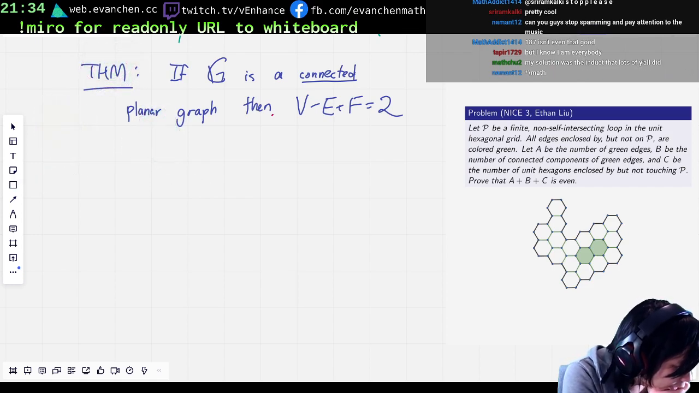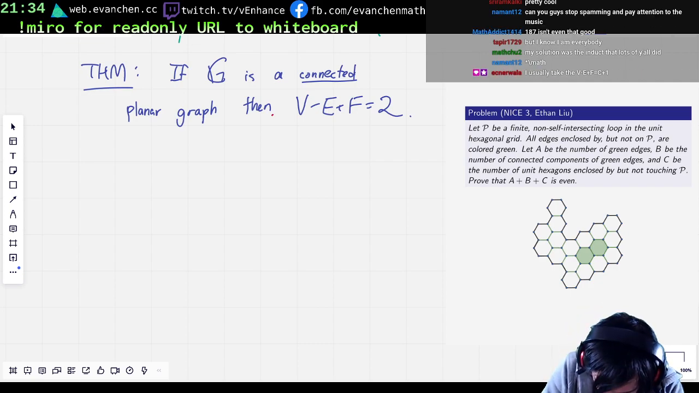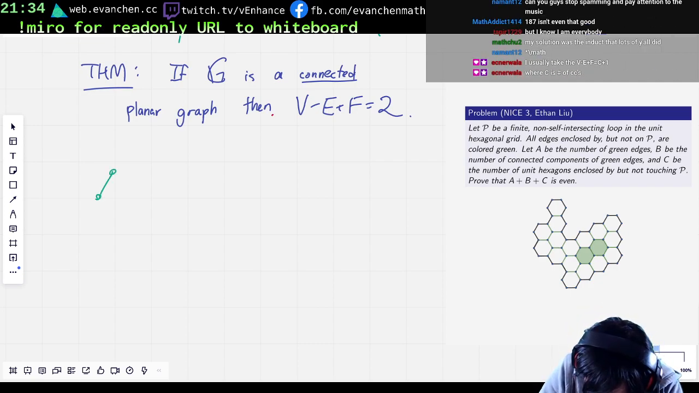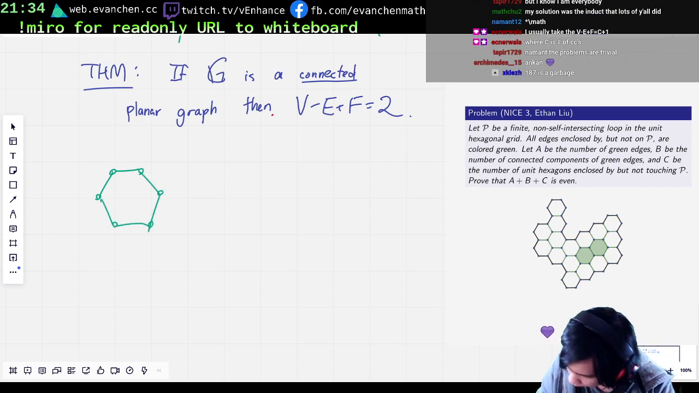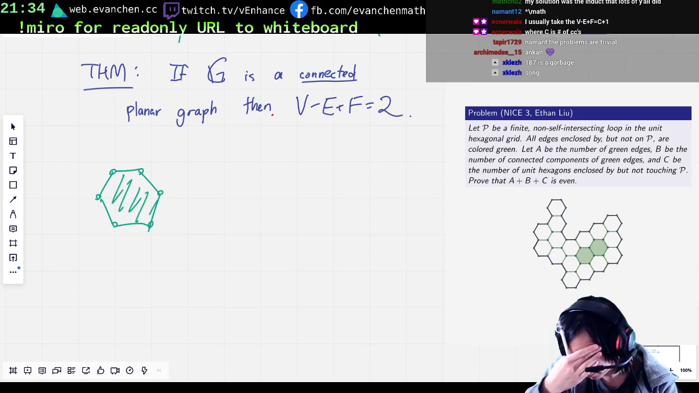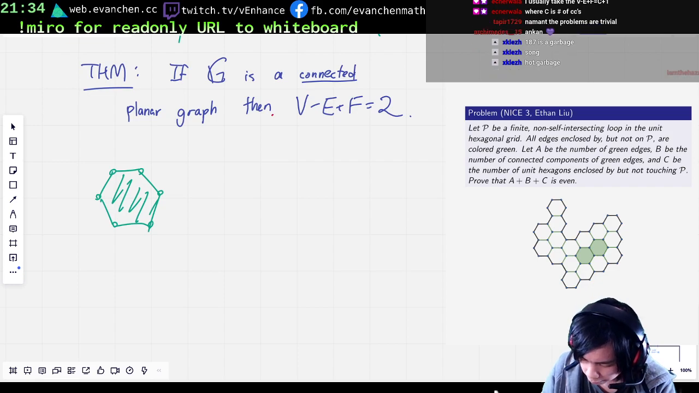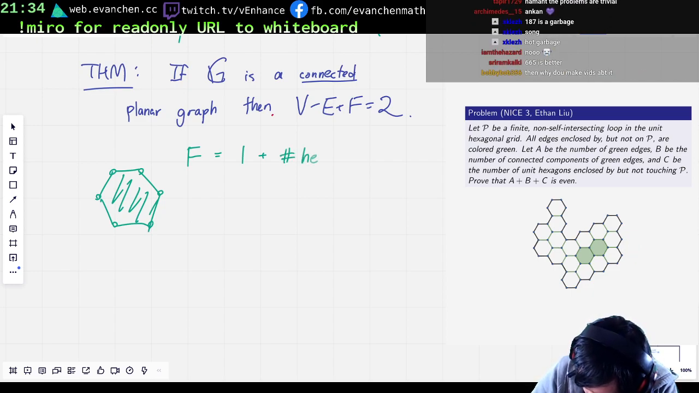Okay, so in particular, if I look at a bunch of green edges, the number of faces corresponds to, if I look at just one component, each green hexagon is a face, but then there's also one unbounded face. So F is always equal to 1 plus the number of green hexagons. And of course, E is the number of green edges.